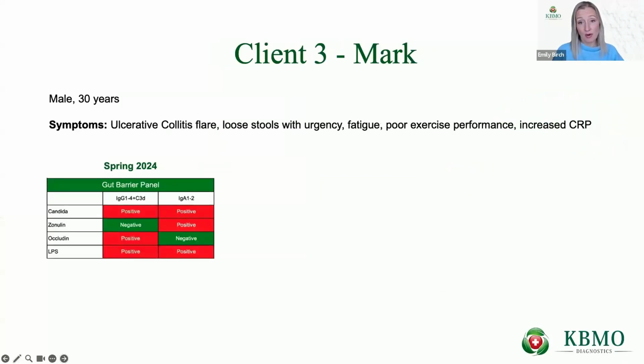Next up, we've got Mark. He's client 3. Again, you can see his gut barrier panel here. Mark's is significantly more red than Anna or Christine. He's 30 years old, and fair to say he was probably feeling pretty miserable at this point. His symptoms presenting were an ulcerative colitis flare. He had loose stools with urgency, horrible fatigue, poor exercise performance, and increased CRP as well.